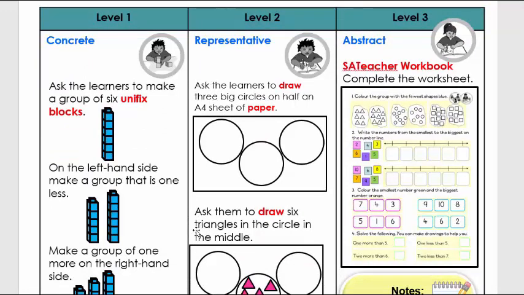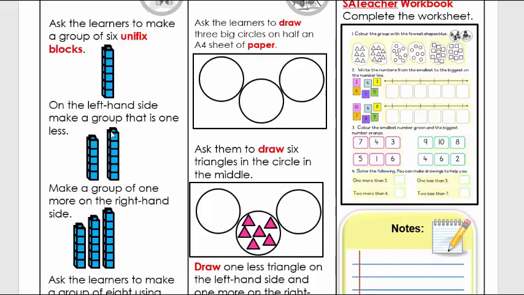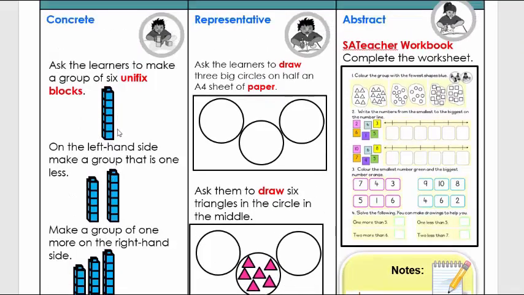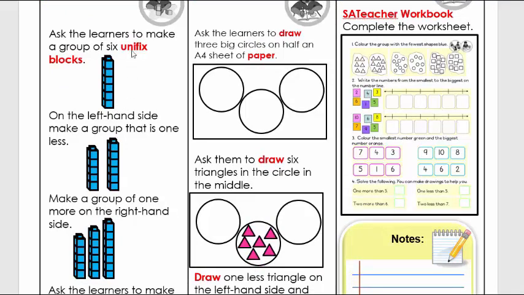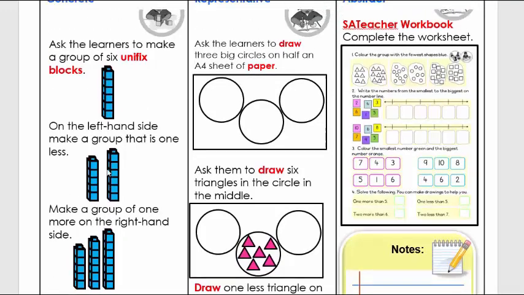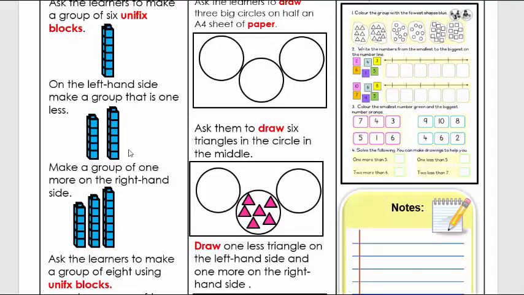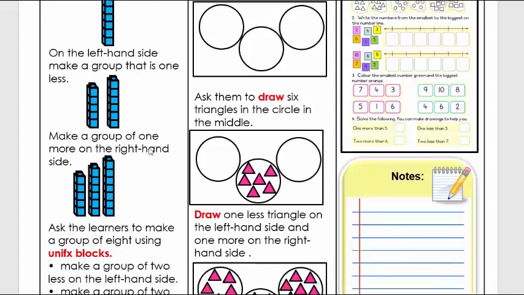So here we again have level 1, 2, and 3. The concrete: I recommend that if you don't have Unifix blocks, you can use any object at home. So first what they need to do is make a group of 6 Unifix blocks. And then on the left-hand side, they're going to make a group that's 1 less. And on the right-hand side, they're going to make a group that is 1 more. Ask them to do the same type of activities using Unifix blocks between the number range 1 to 10.